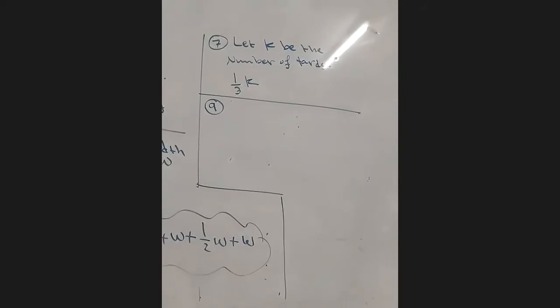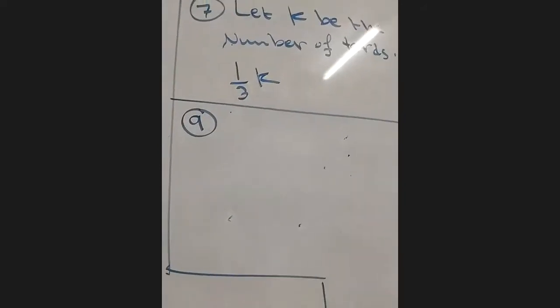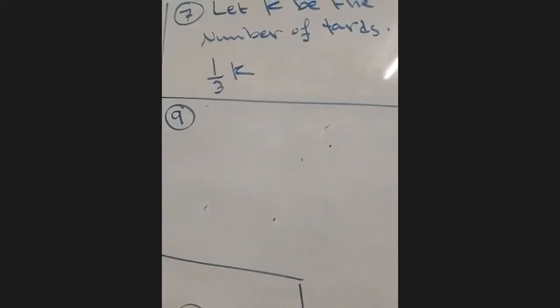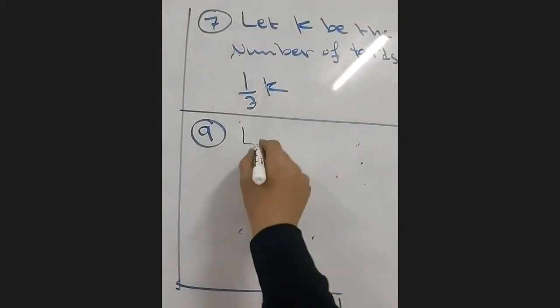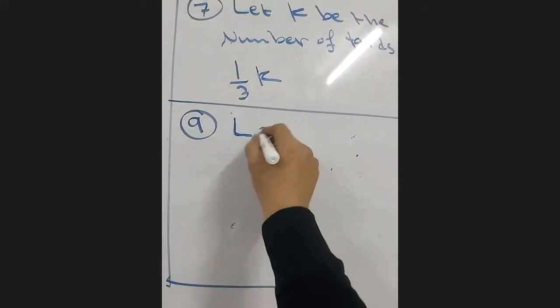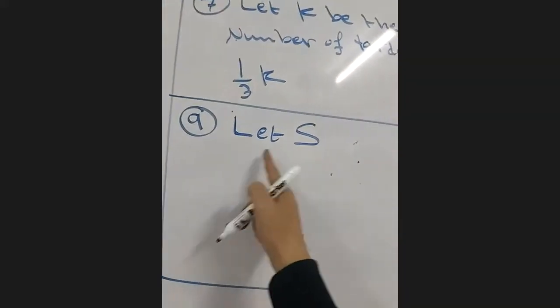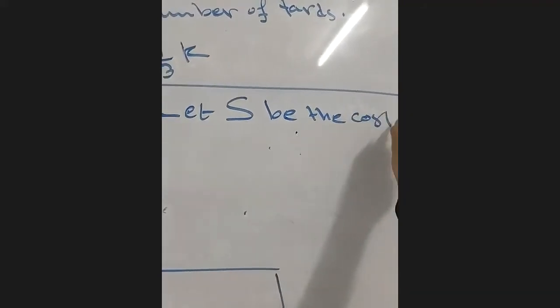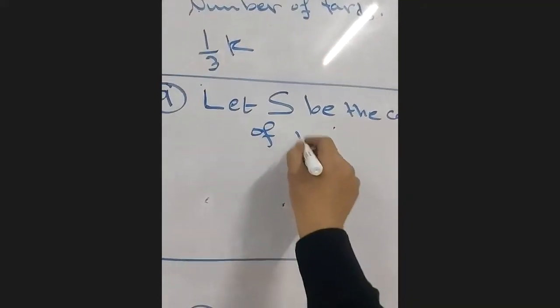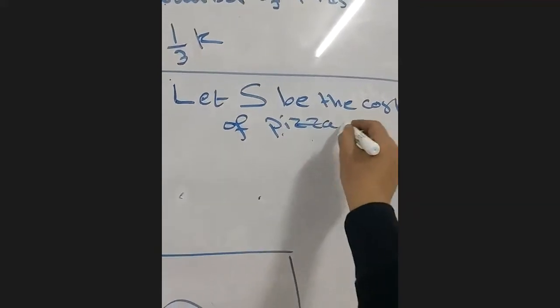$2.50 more than one-fourth the cost of a pizza. What's the unknown value here? The cost of pizza. So let C be the cost of pizza, right? Yes.